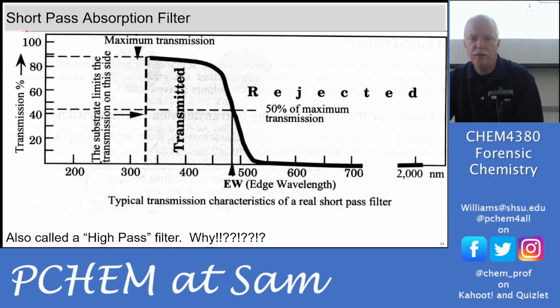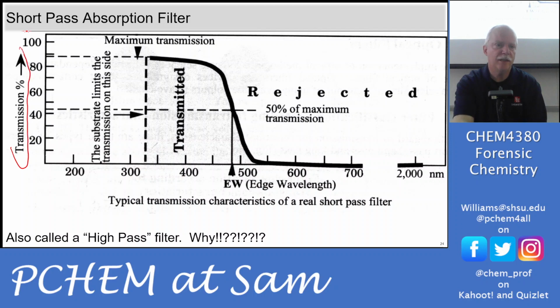So here's some more on the different types of filters, where we talked about high and low pass filters and short and long pass filters. So here again we have a transmission spectrum. So transmission is on the y-axis. So when it's at 100, that's 100% of the light gets through. This would be in the visible region, dipping down a little bit into the near UV. We have that edge wavelength, which should be right at the 50% of maximum transmission.